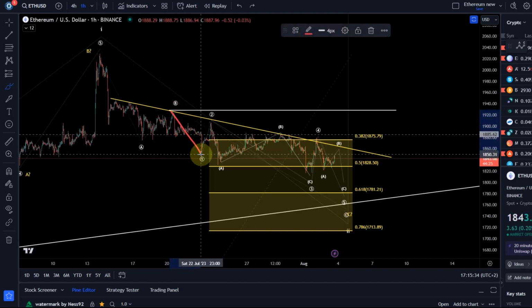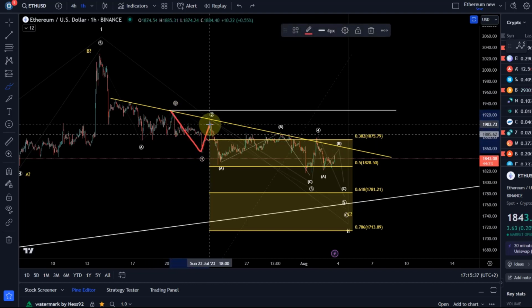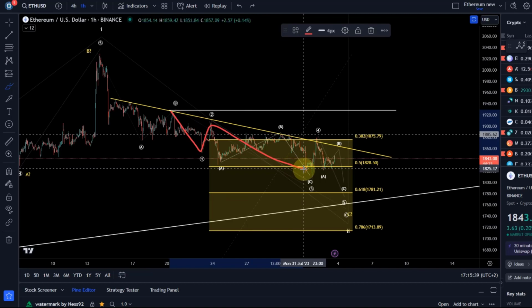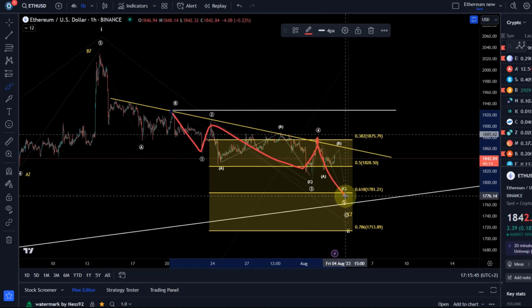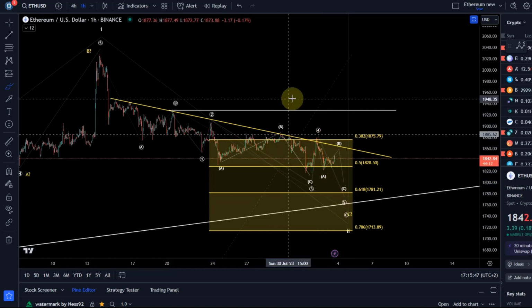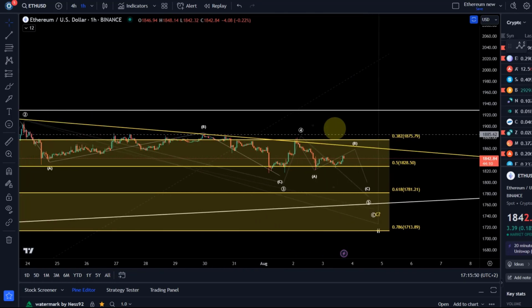We have a wave 1 in 3 waves. We have a wave 2 in 3 waves. We have a wave 3 in 3 waves. We had our wave 4 here. That was the rally that occurred on Wednesday. And the wave 5 in 3 waves seems to be unfolding right now. Small rally today, so far only in 3 waves.